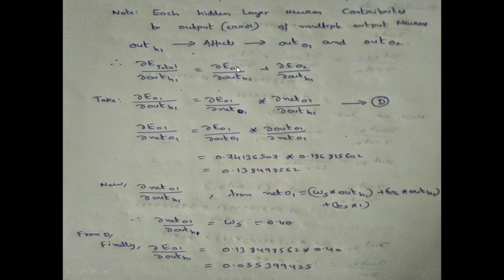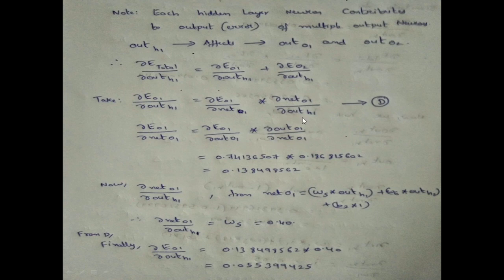To calculate this term, we again have to calculate the change in the error energy of output neuron 1 with respect to the change in the net input value of output neuron 1, times the change in the net input value of output neuron 1 with respect to the change in the output value of H1. Again, the first factor can be calculated as the change in the error energy of output neuron 1 with respect to the change in the output value of output neuron 1, times the change in the output value of output neuron 1 with respect to the change in the net input value of output neuron 1.